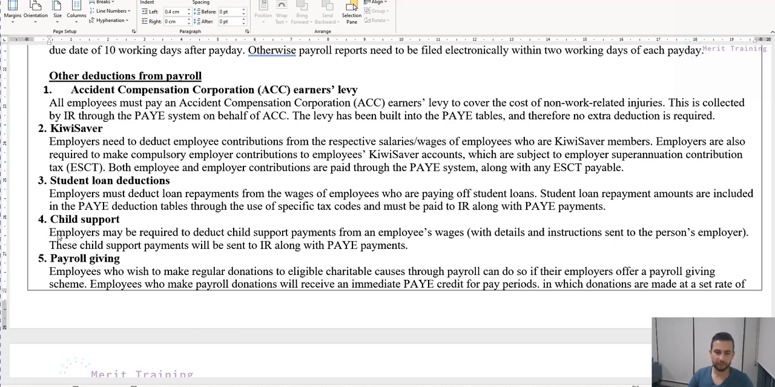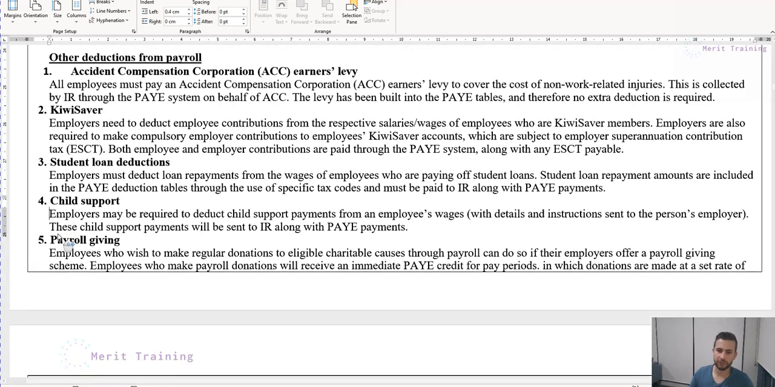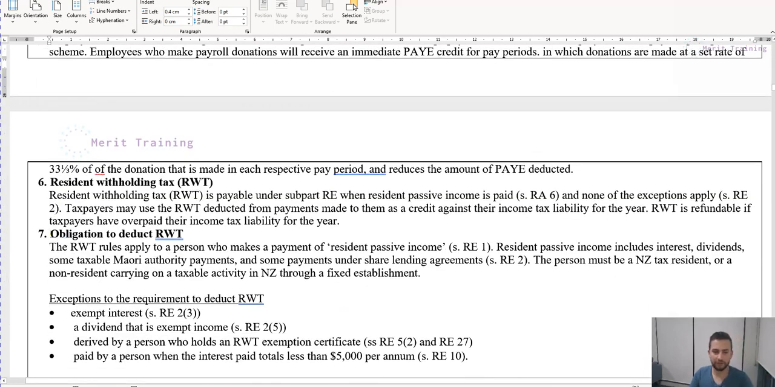So the next point is payroll giving. Employers who wish to make regular donations to eligible charitable causes through payroll can do so if their employer offers a payroll giving scheme. Employees who make payroll donations will receive an immediate PAYE credit for any pay periods in which donations are made, at a set rate of 33.33% of the donation made in each respective pay period, and this reduces the amount of PAYE deducted.